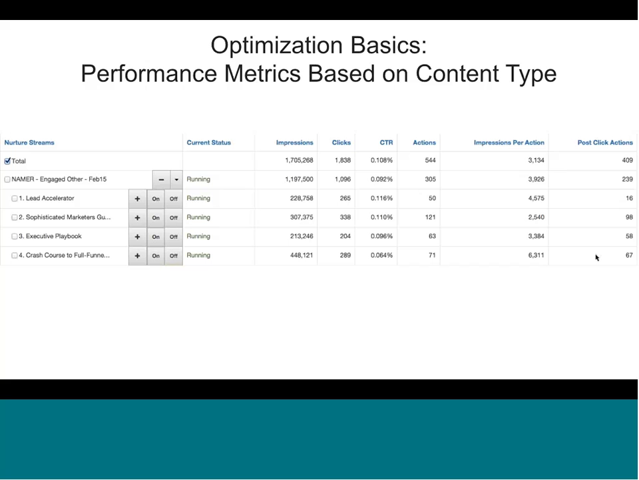And really, depending on your goals, those metrics are going to be different, right? If you're looking at engagement, you're going to look at things like clicks and click-through rates. If you're more lead gen focused, you're going to be looking at things like impressions per action, post-click actions, cost per lead. So it's going to be a little bit different based on what you're trying to do, but you can really drill down and look at these metrics by wave. And in Lead Accelerator, each wave is going to correspond to an offer. So by looking at things by wave, you're really looking at offer performance, right?